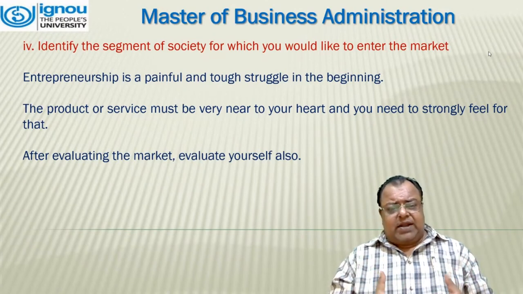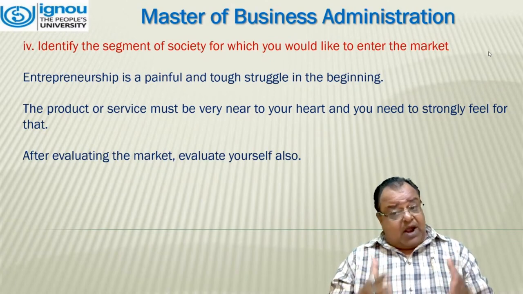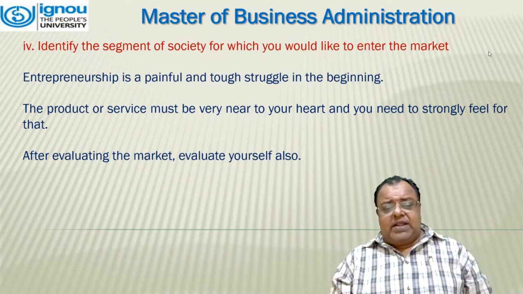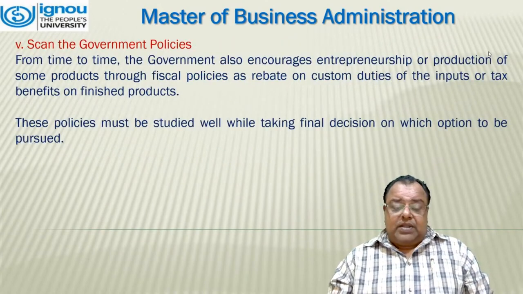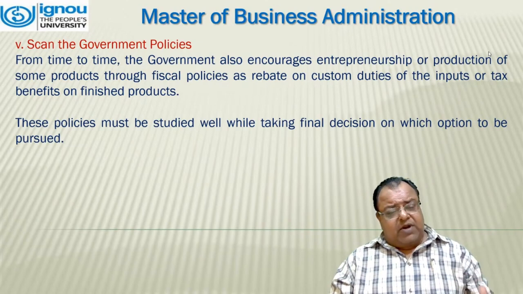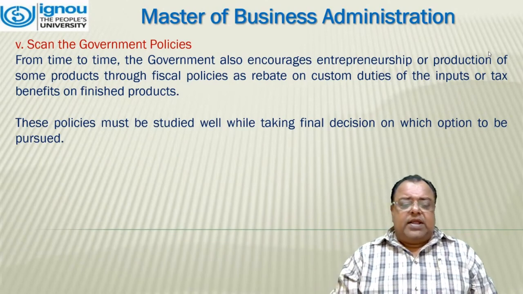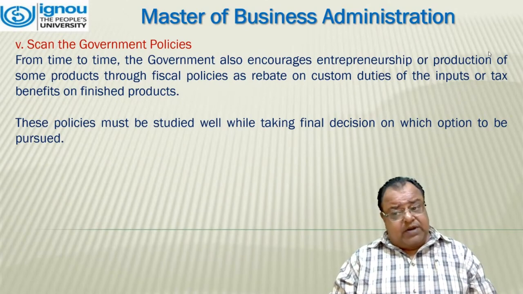Entrepreneurship is a painful and tough struggle in the beginning. The product or service must be very near to your heart, and you need to feel strongly for that. After evaluating the market, evaluate yourself also. Scan the government policies. From time to time, government also encourages entrepreneurship or production of small products through fiscal policies, such as rebate on customs duties of the inputs or tax benefits on finished products. These policies must be studied well while taking the final decision on which option to be pursued.